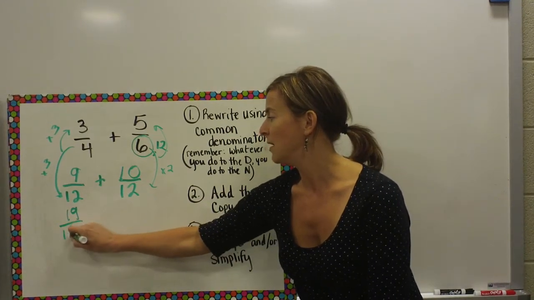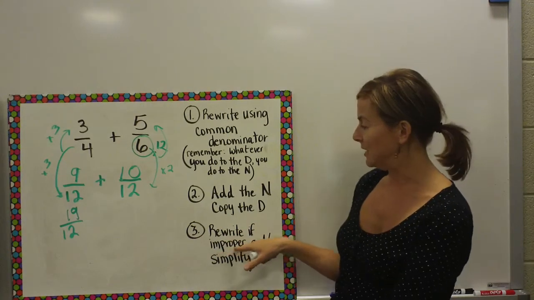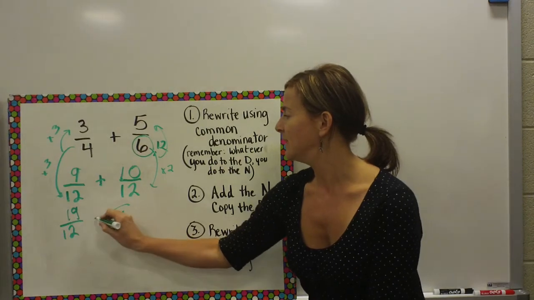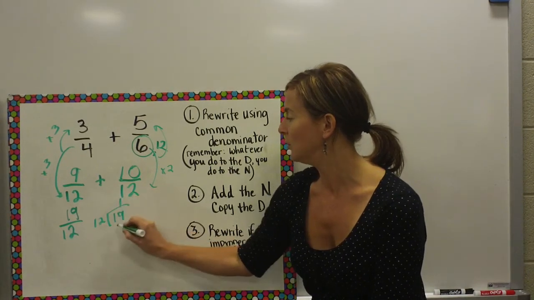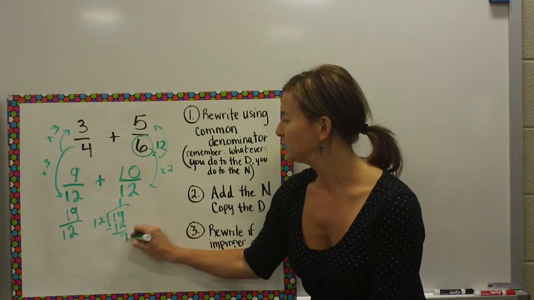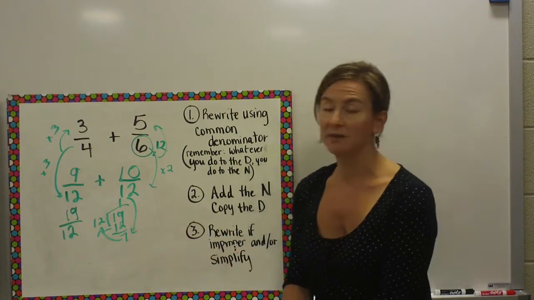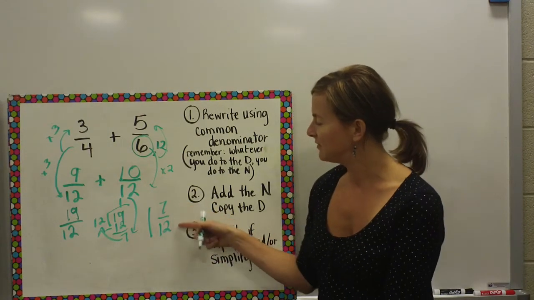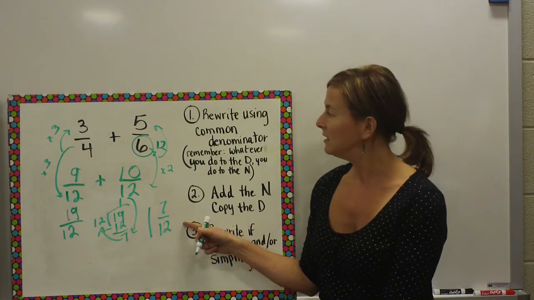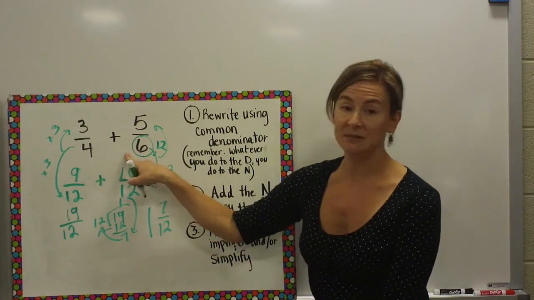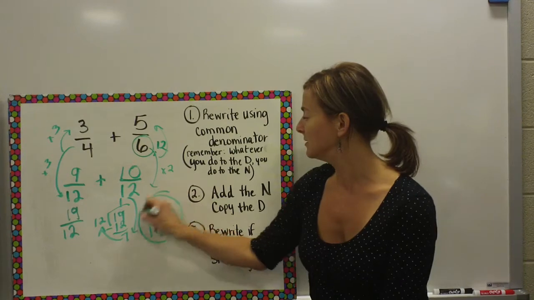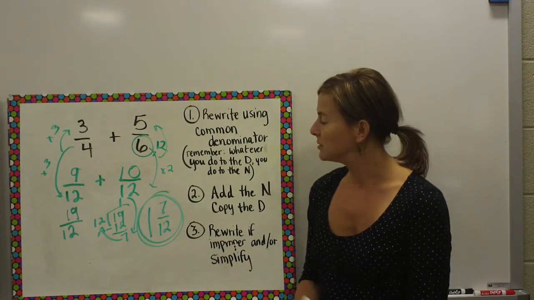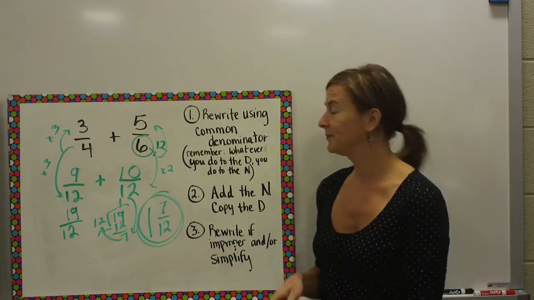My denominator is 12. 19 twelfths is improper, so I need to rewrite that by dividing. 19 divided by 12, I get 1 whole number out of there, and then I'm left with 7. 1 and 7 twelfths. I'm going to check and make sure I can't simplify 7 twelfths, and I can't. Then I'm going to make sure that I have the same signs, positive, so my answer is positive. 3 fourths plus 5 sixths equals 1 and 7 twelfths.